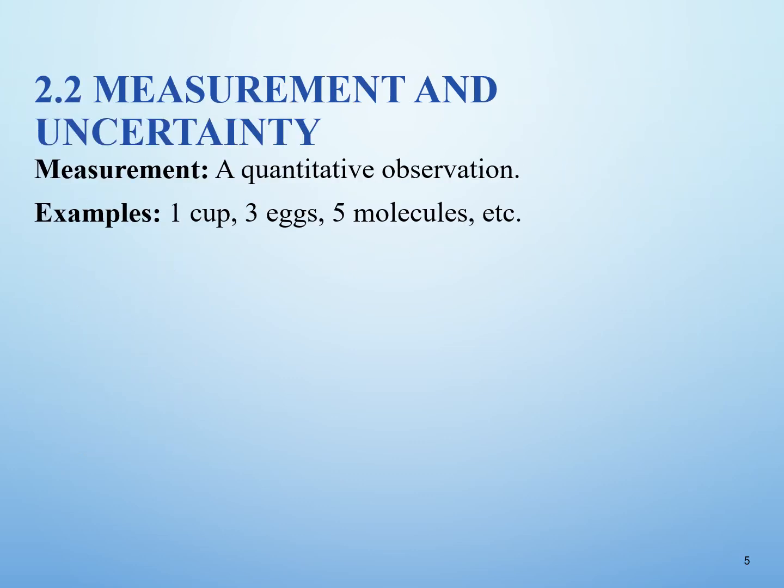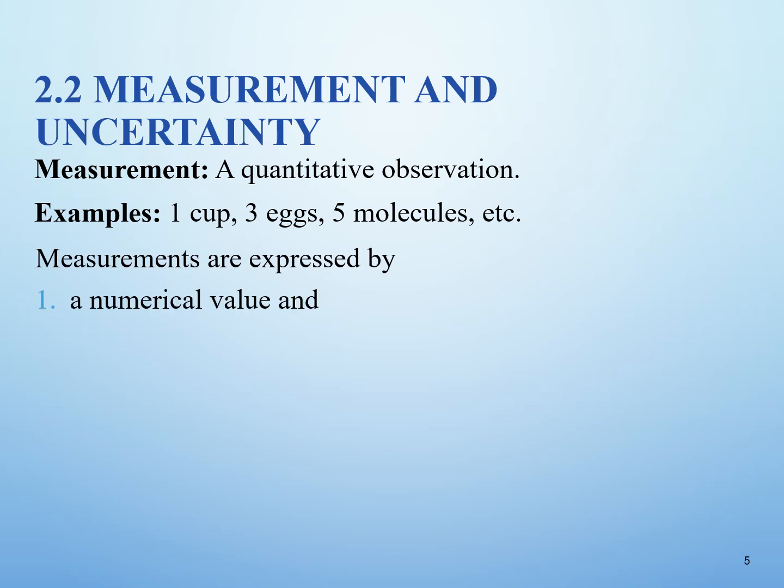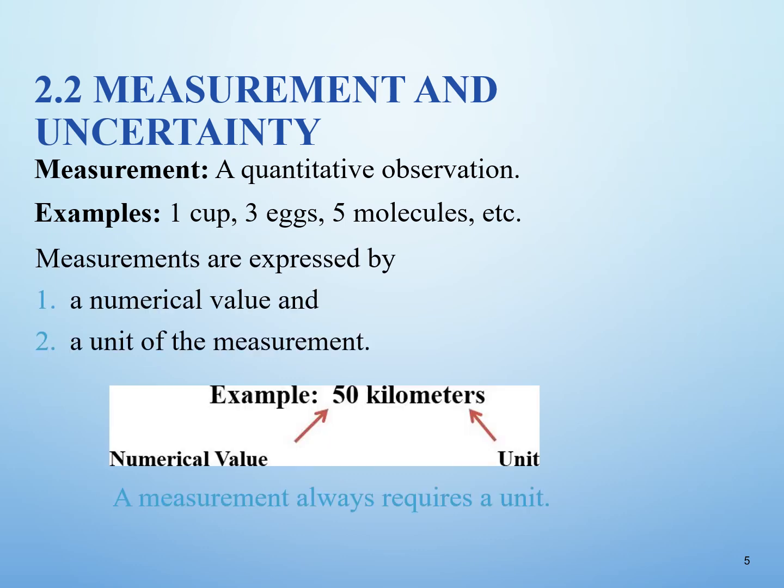All right, so let's talk about significance in this slide here. We want to talk about measurements first. Anytime we measure anything, we write anything, we always say a number and a unit, a number and a thing, basically. So 1 cup, 3 eggs, 5 molecules. We always have a number and a unit, okay?